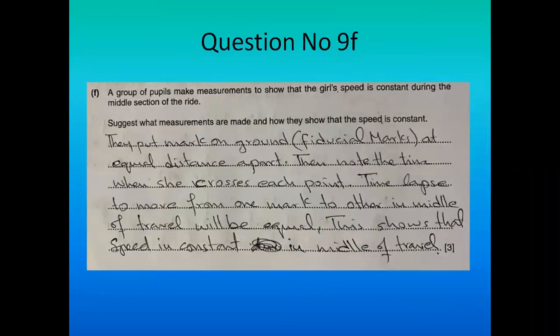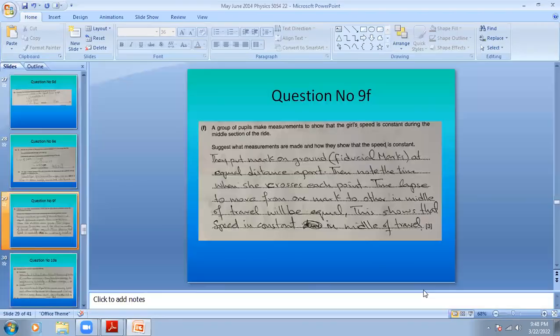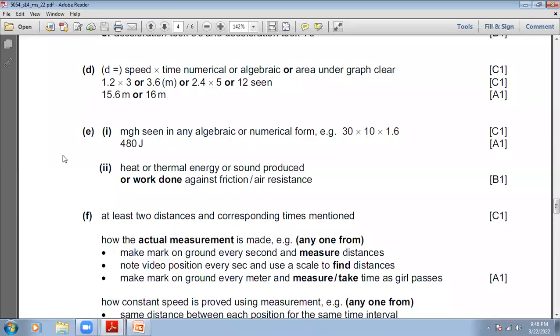Okay, they put marks on the ground, fiducial marks. The marks we put on the ground, we call them fiducial marks, at equal distance apart. Then note the time when she crosses each point. The time lapse to move from one mark to the other in the middle of travel will be equal. This shows that the speed is constant in the middle of the travel. I hope you understand this question. Okay, so let's look at the marking scheme for this part and the previous parts.